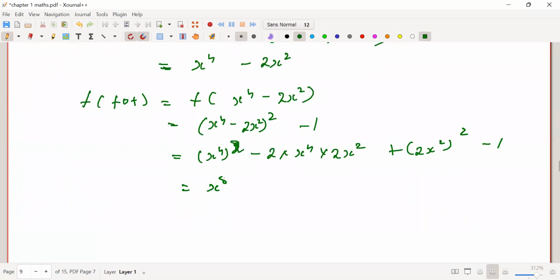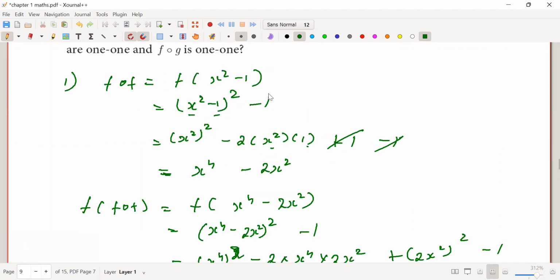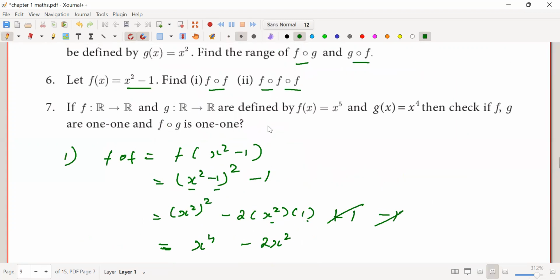So x power 8 minus, into plus, minus 2 into 2, 4, x power 4 into x square, x power 6, plus 2 into 2 square, 4 x power 4, minus 1. Okay. This is what we have to work on.